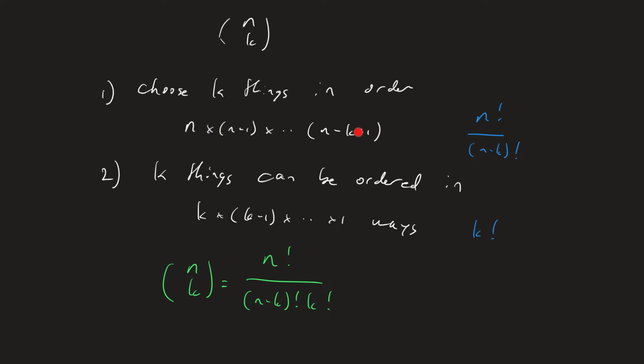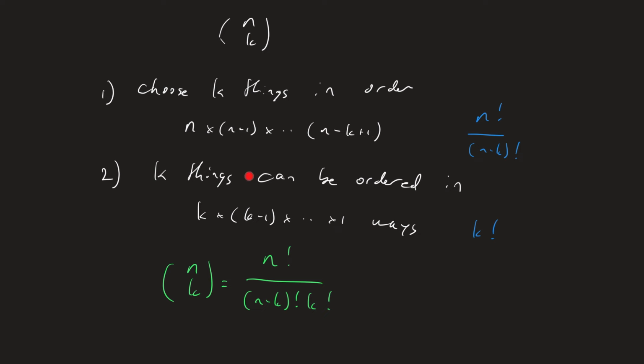Writing this in terms of factorial, this is n factorial divided by n minus k factorial, because both the numerator and the denominator have got common terms, n minus k, down to 1. They cancel, leaving just the terms n, n minus 1, down to n minus k plus 1. This is the number of ways I can choose k things when order matters.